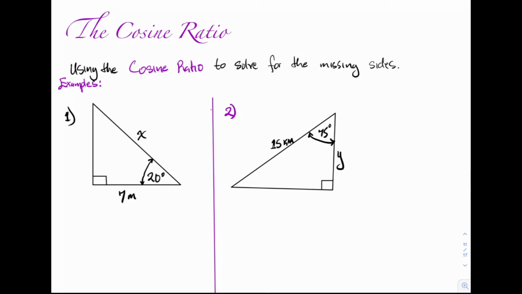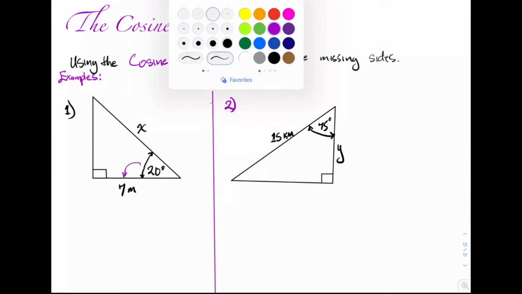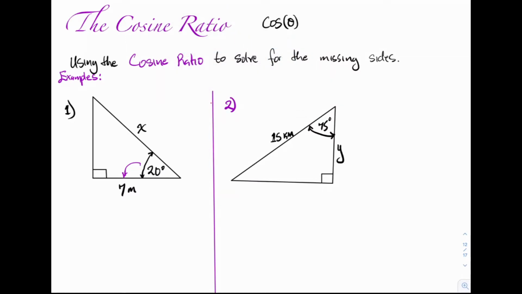All right, so we jump right in. For this example, notice that we are given the x as the hypotenuse, and here 7 meters represents our adjacent side. So unlike the example with the sine ratio, we now have the hypotenuse and the adjacent side. Let's make a note of that. Here, let's write down our formula. Cosine of the angle theta is equal to the adjacent side over the hypotenuse. This is the formula that we'll be using throughout this episode to solve all of these problems.